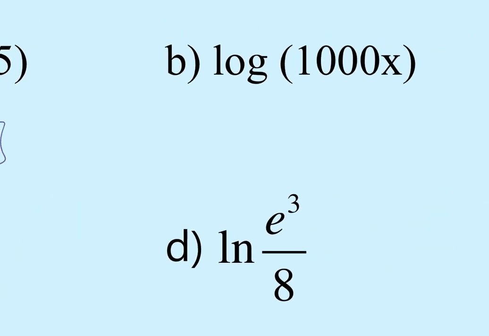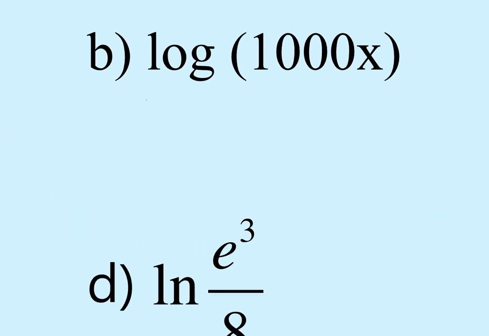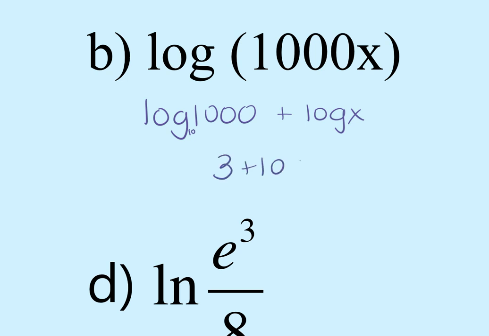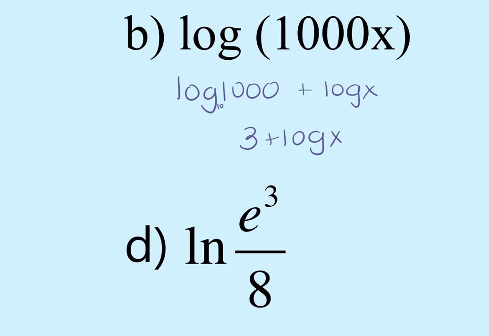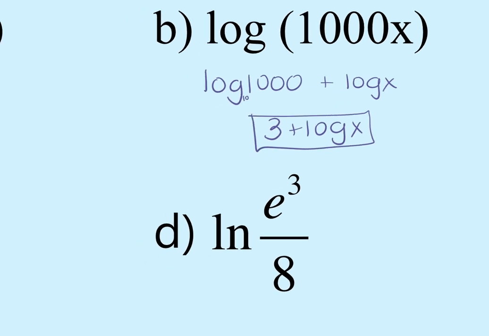Go to B. Product again. So when I break it apart, it becomes log of 1,000 plus log of x. Can I simplify either part of that? Yeah, this is a 10, right? So 10 to what power gives me 1,000? 3, count your zeros. This would be 3 plus log x. And you can put log base 10, but you don't need to because log is log base 10.